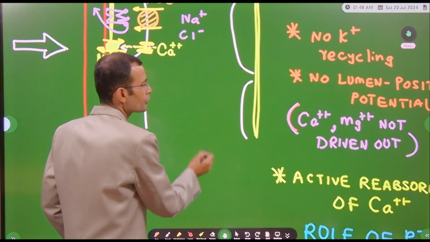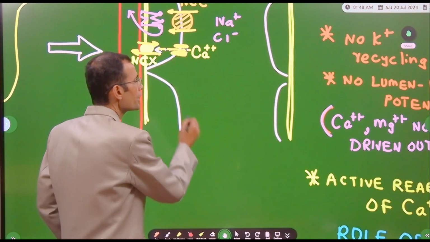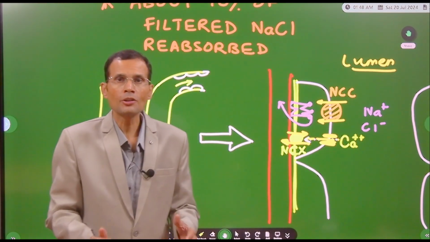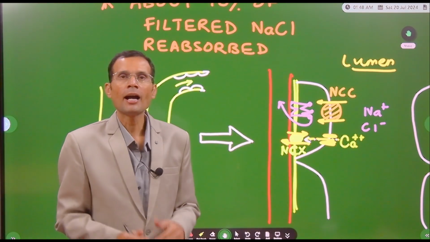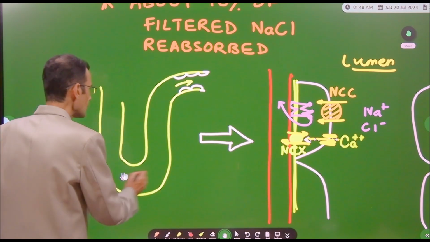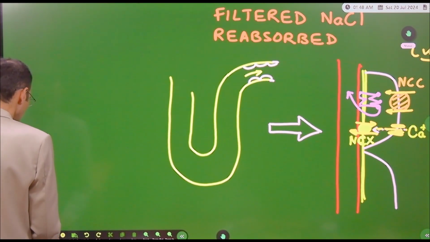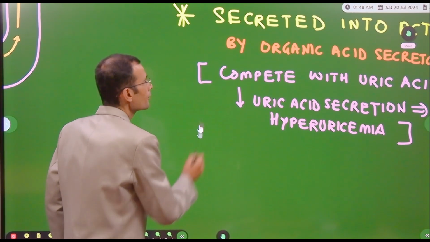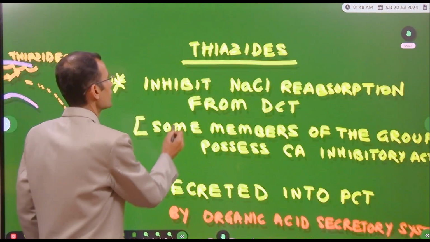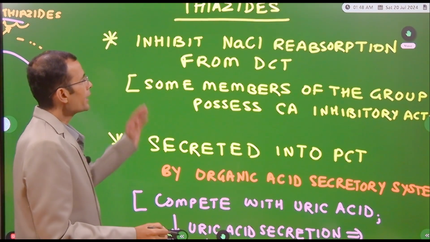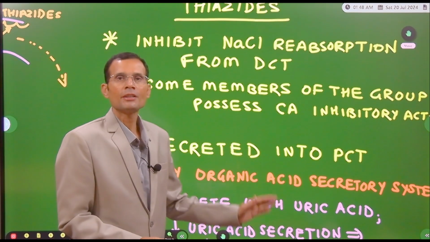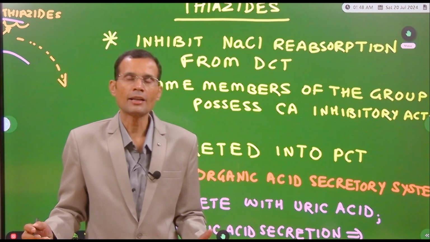So that is the physiology involved in the ionic reabsorption, particularly of sodium chloride and calcium. Now let's go ahead further and talk about the thiazide diuretics. They inhibit sodium chloride reabsorption from the DCT. We have already seen that.